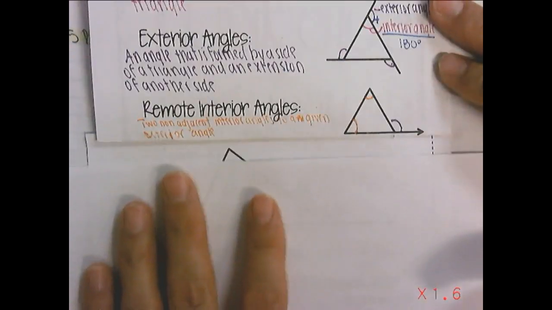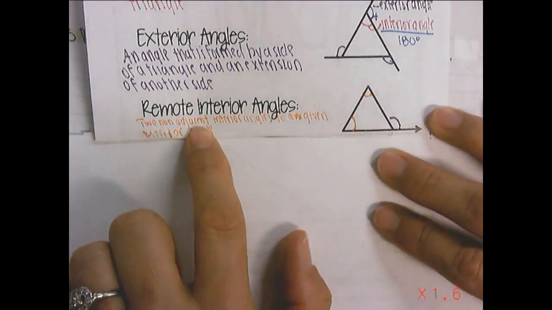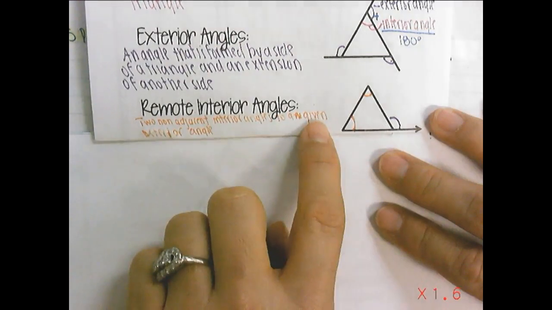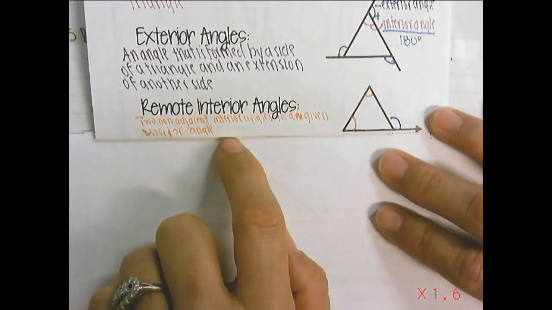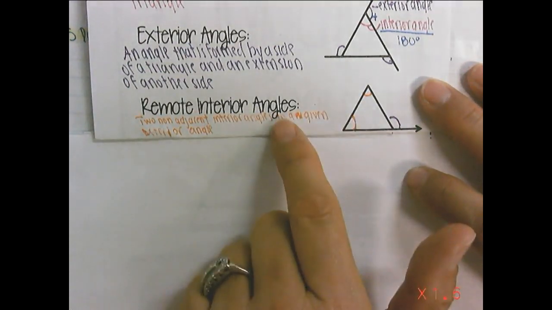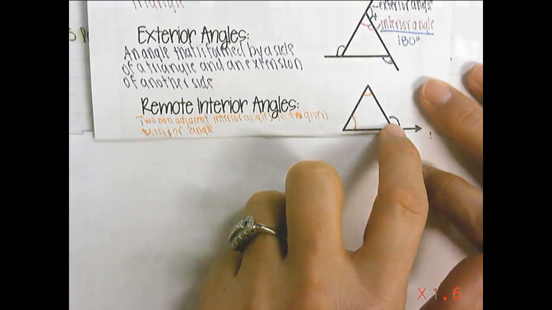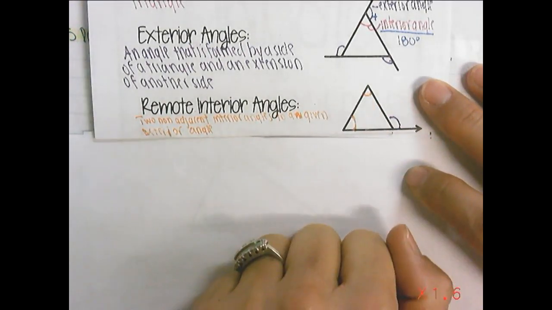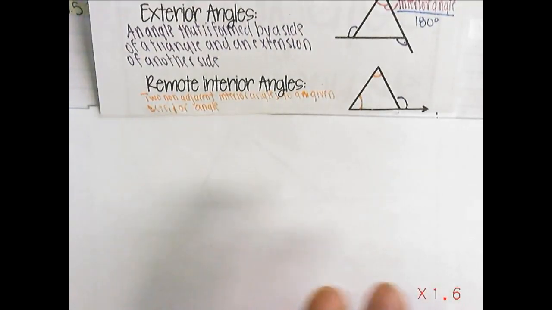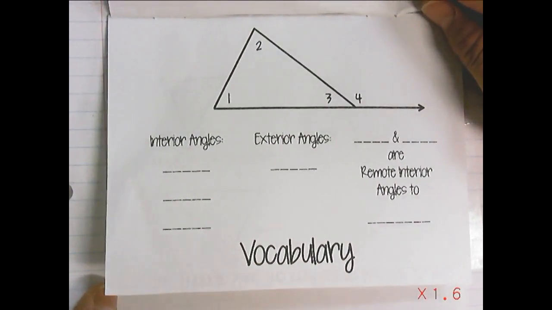The next one is remote interior angles. These are two non-adjacent, meaning they're not touching, interior angles, meaning on the inside of your triangle, to a given exterior angle. So right here, this is our exterior angle, and the remote interior angles have to not be touching. Notice how they're not over here. They're not touching this exterior angle, but they're the two angles far away from it. That is your remote interior angles. What I'd like you to do next are the problems identifying the vocabulary. Do your best, and we'll be checking those tomorrow.